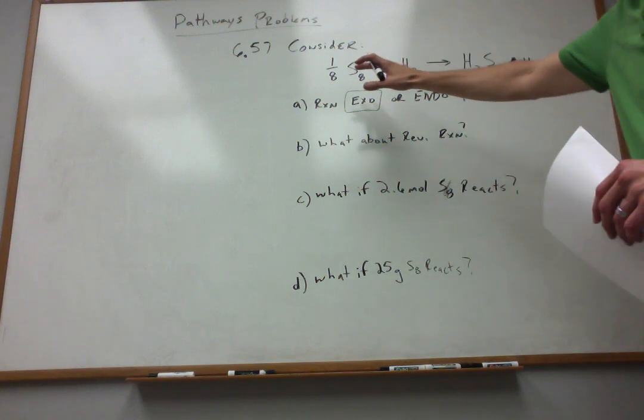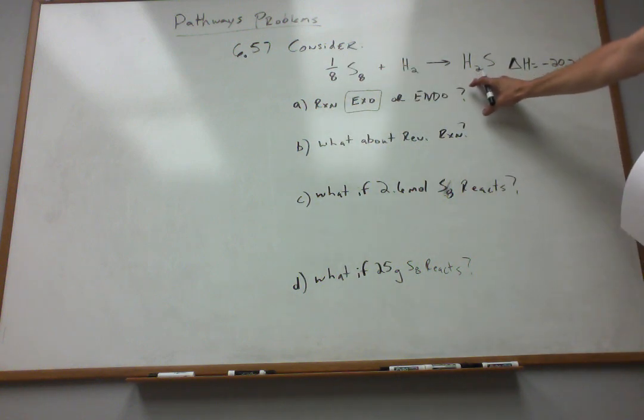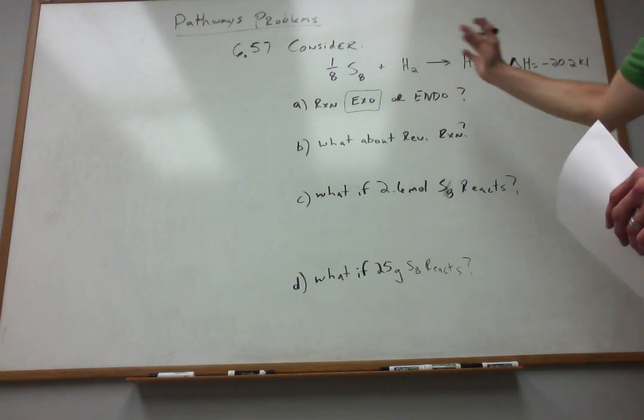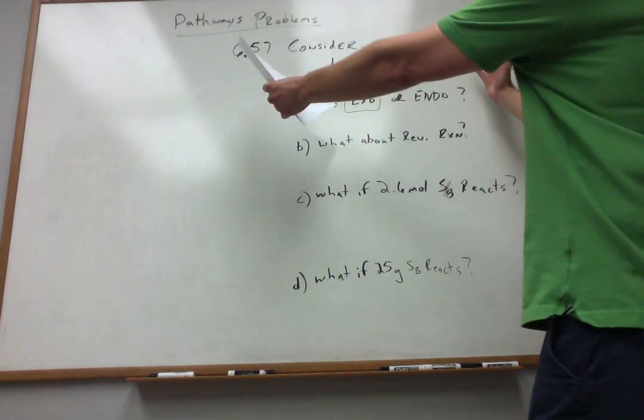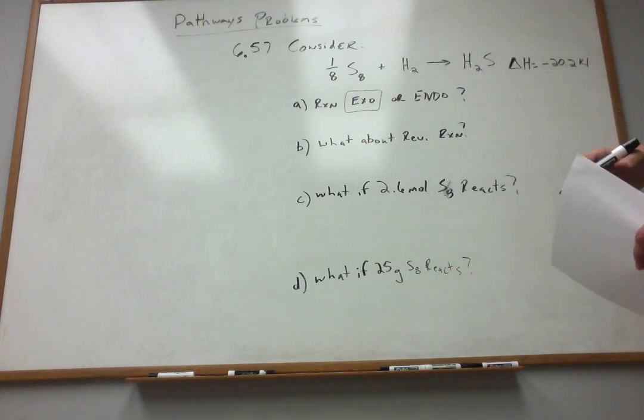Part B asks us, what about the reverse reaction? In this one, I have S8 and H2 as my reactants, and this is my product. What if I take this and decompose it into the elements? In other words, I flip-flop what is my reactants and my products. What would happen to the sign on the delta H? Would it be endothermic or exothermic?